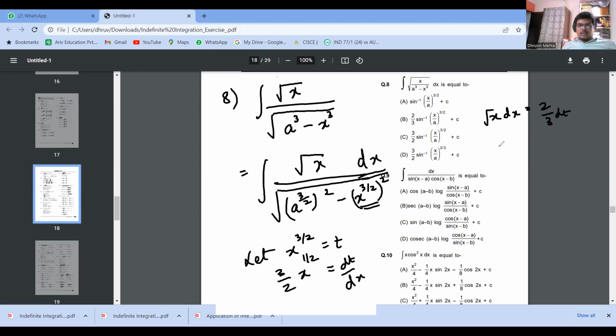So this will be integration 2 constant है, बाहर जाने देते हैं, 2 by 3 in fact, 1 upon root a square minus x square, sorry t square. Now complete this.